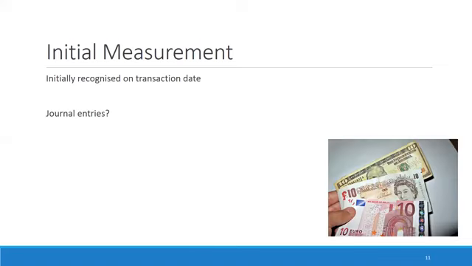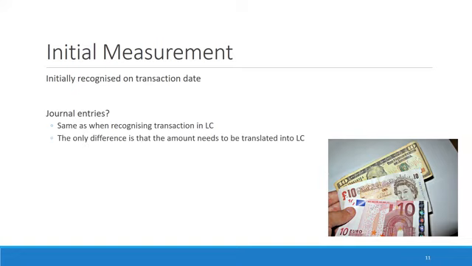Looking at initial measurement, so we know that this transaction is initially going to be recognized on the transaction date, and that transaction date being dependent on shipping terms and when risks and rewards pass to the entity itself. What type of journal entries do you expect to process? So it would be the same as when you are recognizing the transaction within the local currency. The only difference here with the foreign currency transaction is that that amount needs to be translated into the local currency. So when you're doing that translation, you will be using the spot rate on the transaction date itself.